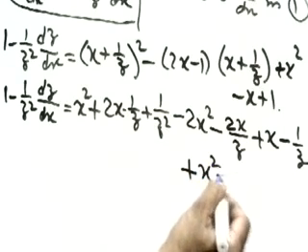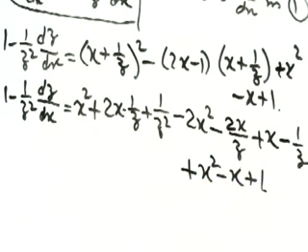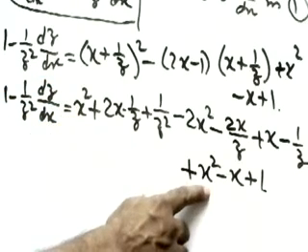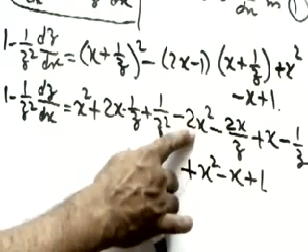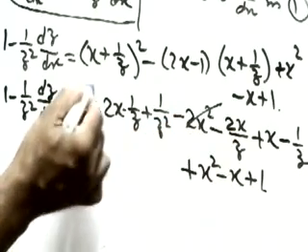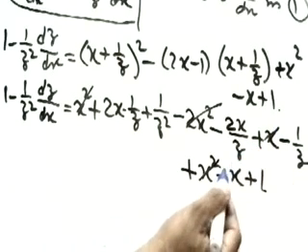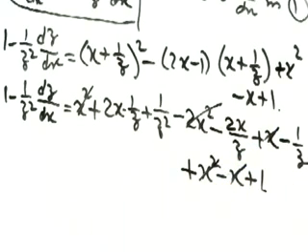Now what are the remaining terms? Plus x square minus x plus 1. So if we can cancel, let us cancel the terms. You see here, x square plus x square will be 2x square. 2x square minus 2x square will get cancelled. This plus x and minus x will get cancelled. Plus and minus will get cancelled.